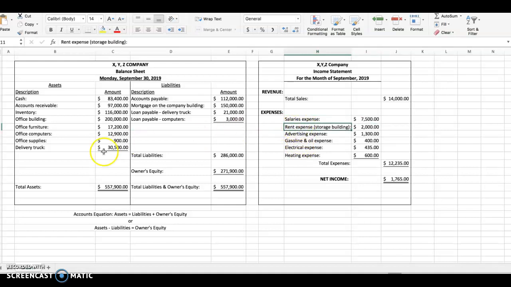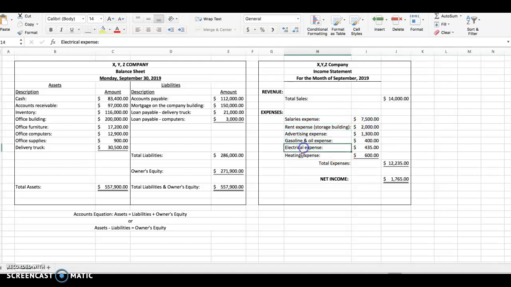Now, how is that different from over here? We have an office building, but this is a building that we rent. We don't own this storage building. We rent it. So we pay $2,000 for rent expense. Now, if you're explaining this to the owner, he or she may ask, is this rent for a week, for a month, for a year? Well, it's very simple to answer that because at the top it says for the month of September. So this is a monthly rent expense that we have to pay. Same way with salaries. This is the monthly salaries that our employees earn.